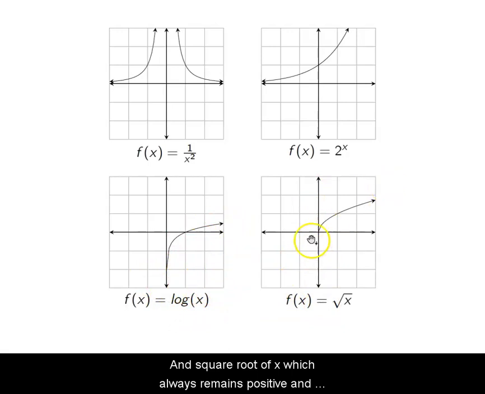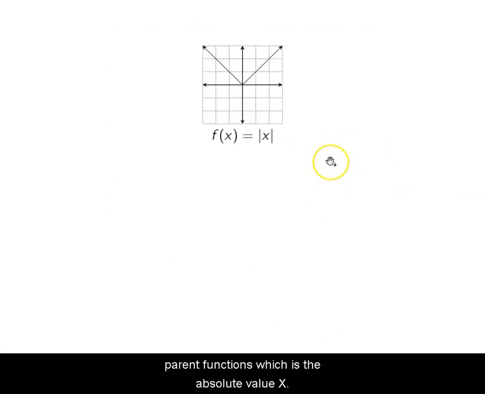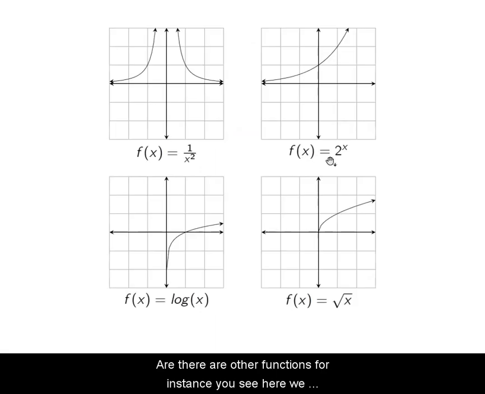And square root of x, which always remains positive, and of course we can move this left to right, up and down, make it grow slower or faster, things like that. Okay, so these are the other parent functions. We have one more, which is the absolute value of x. Okay, now there are other functions.